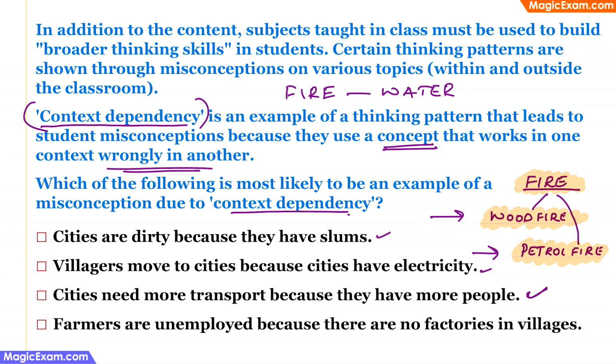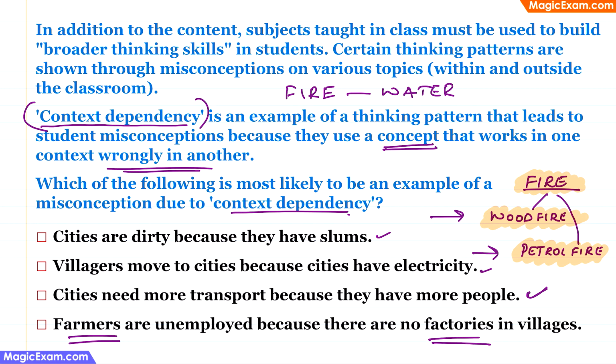Now, the last one says farmers are unemployed because there are no factories in villages. Now, this is incorrect, because the context here is that if there are factories, then there will be employment. So, because there are no factories in villages, the farmers are unemployed. But what we need to realize here is that farmers are actually employed in other activities like farming. Therefore, it is not necessary that farmers are unemployed just because there are no factories in villages.